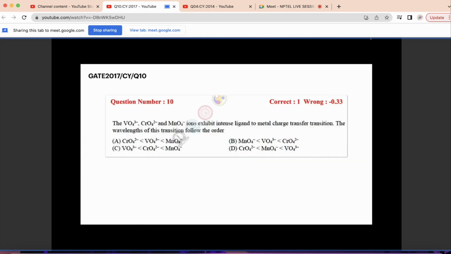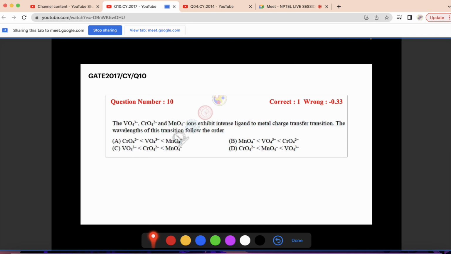In this video, I will be solving GATE 2017 chemistry question number 10. This question states that the complexes vanadium oxide, chromium oxide, and manganese oxide ion exhibit intense ligand to metal charge transfer transition. The wavelength of this transition follows the order. So we are given that these exhibit ligand to metal charge transfer, and we have to find out the order of the wavelength of the transition.